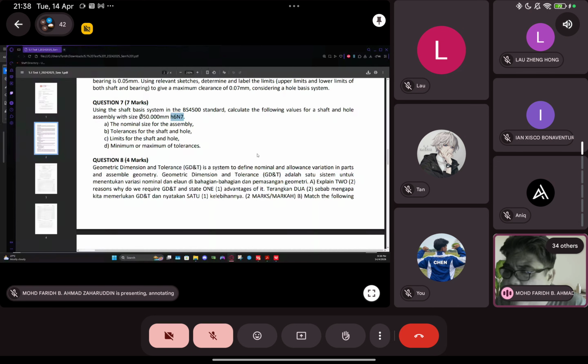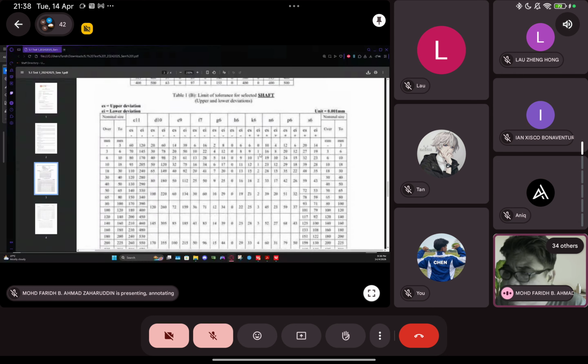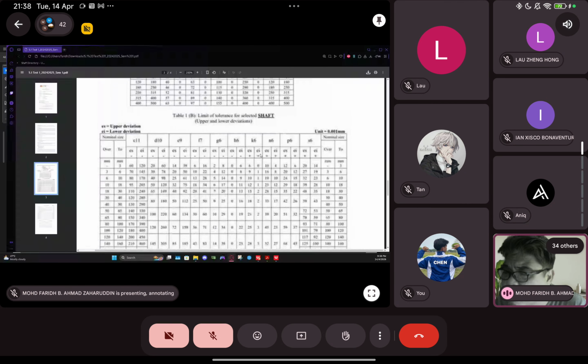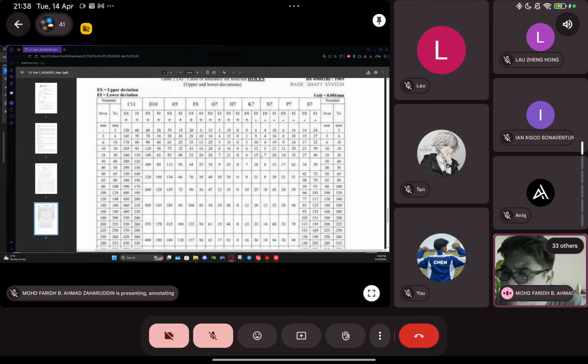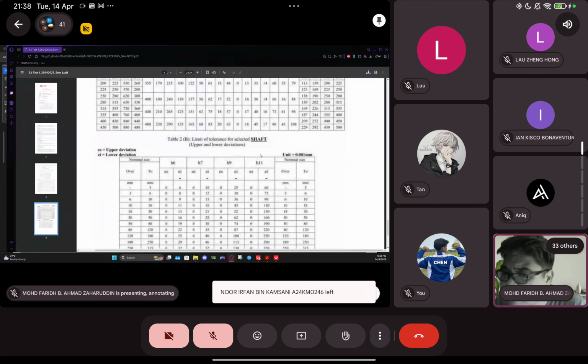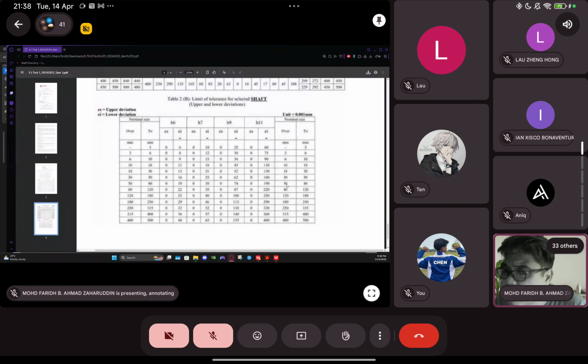Okay, what is the value for A6, 50 mm? Shaft basis system, it should be 0. Same with this one. Why do they give 2? It's similar. It's 50 mm, so we choose the top one. So you will use A6.